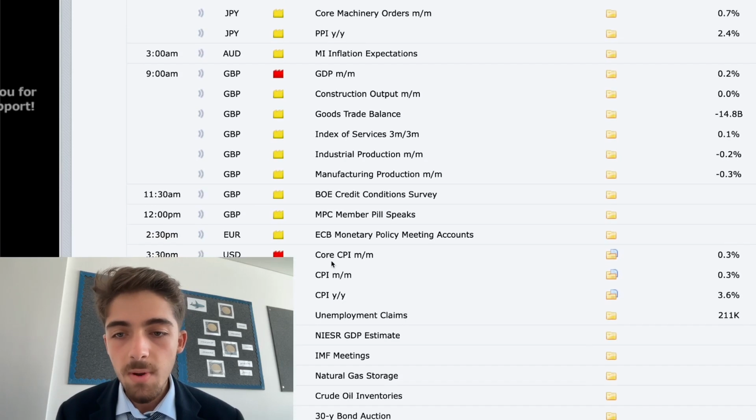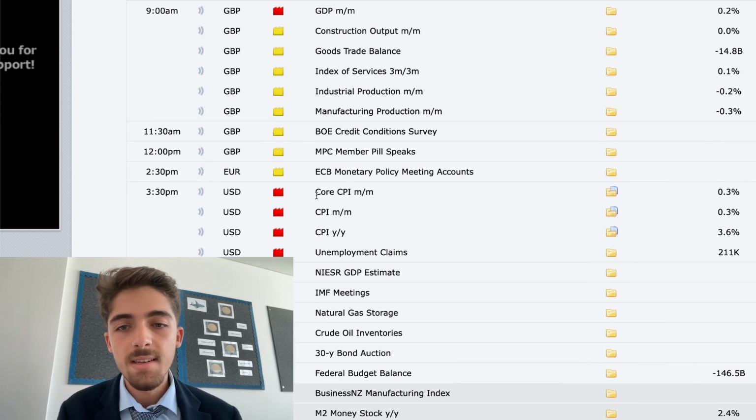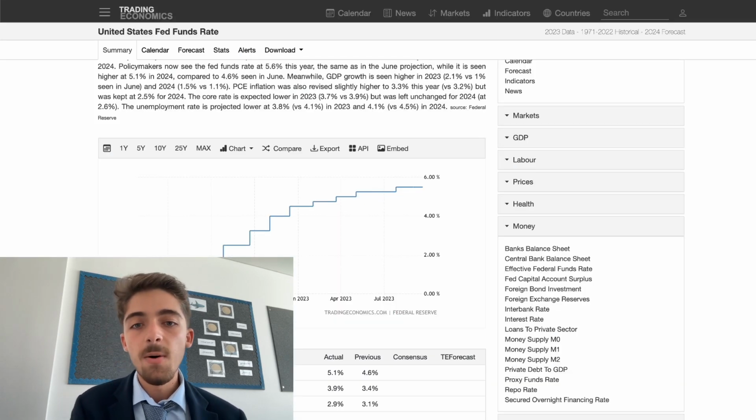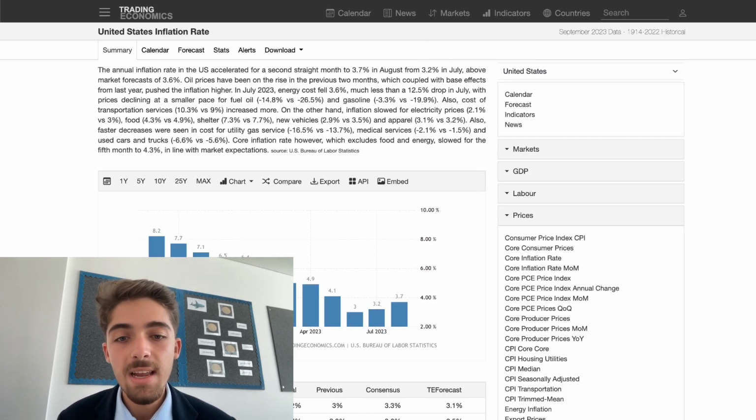Now, tomorrow we have the CPI and the core CPI. So this is going to be massive. I will try to live stream this. Let's see how that goes. But of course, the CPI and core CPI are super, super important. The core CPI is what basically determines the next interest rates. Interest rates are at all-time highs, and if we see another increase towards the upside, that would be pretty, pretty bad.